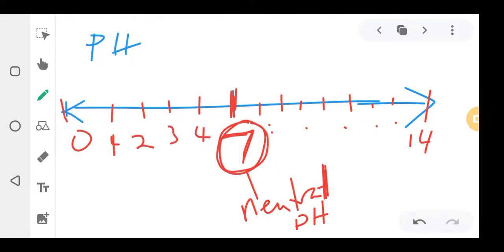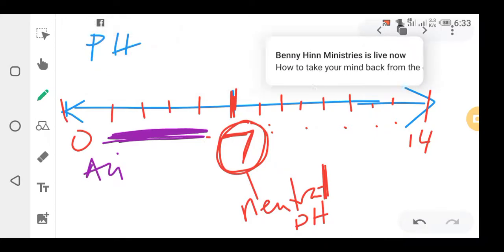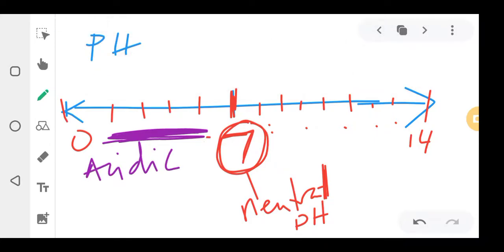Okay, so I said these numbers increase from 0, 1, 2, 3, 4, 5, 6, 7, 8, 9, until you reach 14. The first six numbers on this side, 0 to 6, are all acidic. And then the numbers on this side, starting from 8, 9, 10, up to 14, are alkaline.